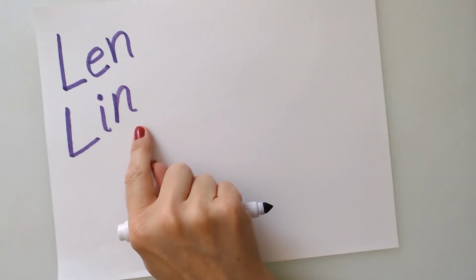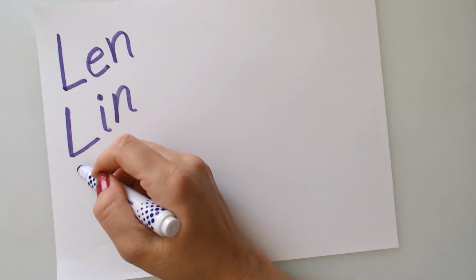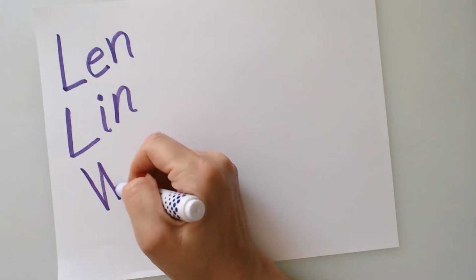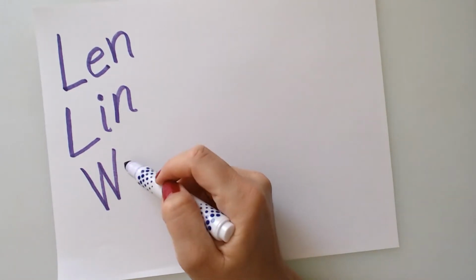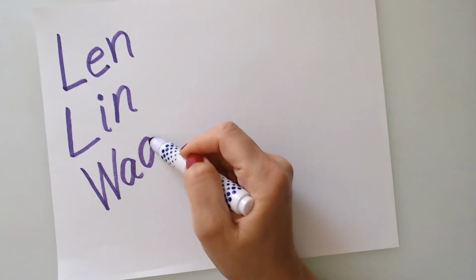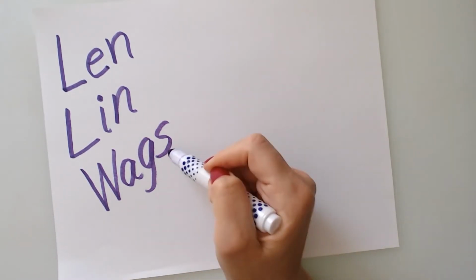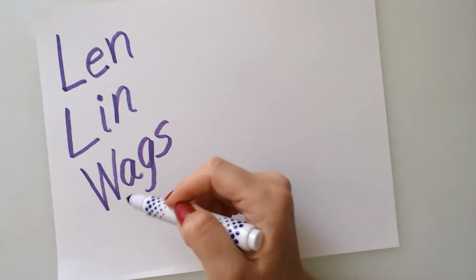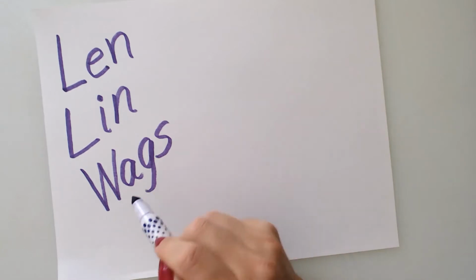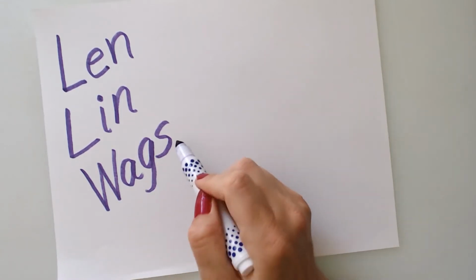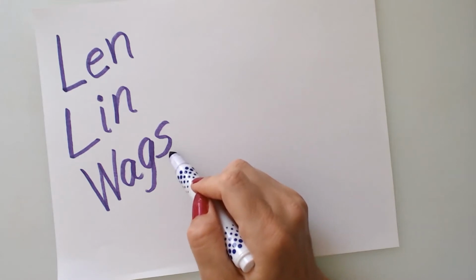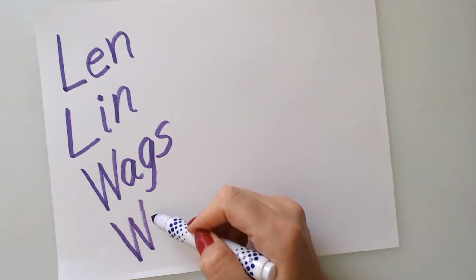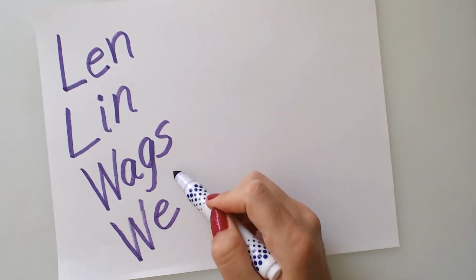Next we have wags. W, w. What letter spells w? Did you say W? Wags. And now we have the word Wes. That's someone's name in the story. Wes. Hey, it begins with the same beginning and ends with the same ending sound as wags. So W, e, s, Wes.